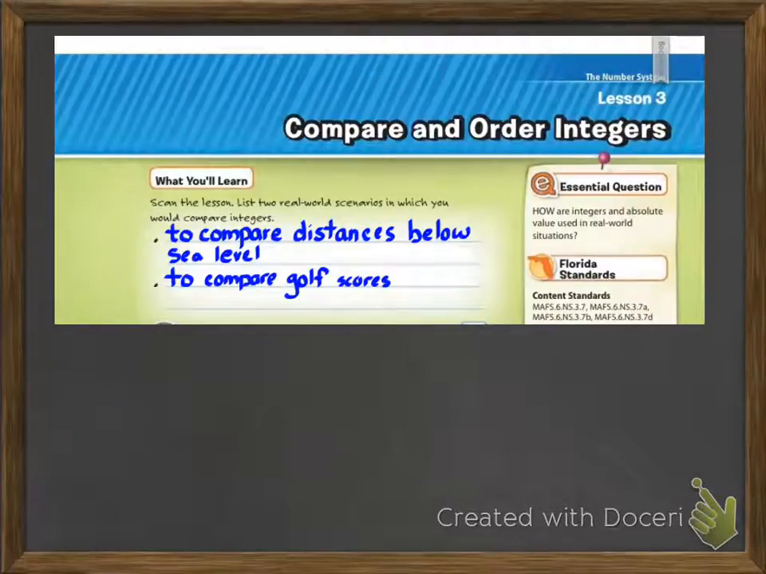So the first thing we're going to talk about is to list two real-world scenarios that we're going to use for this lesson. One is we're going to compare distances below sea level, and the other one we're going to compare golf scores within this lesson.